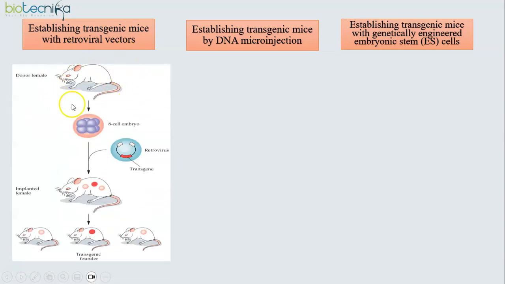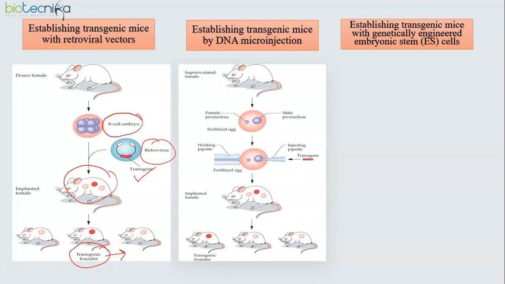You are taking a donor female and extracting the 8-cell stage embryo. We take a vehicle, that is a retrovirus, that carries the transgene, inserting into that. This implanted female upon fertilization will give rise to the pups. Whoever carries the transgene is considered to be a transgenic founder, from where the transgenic line can be established.